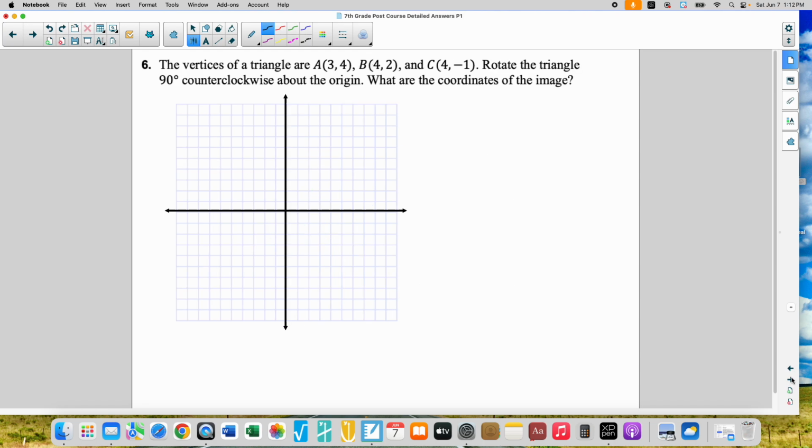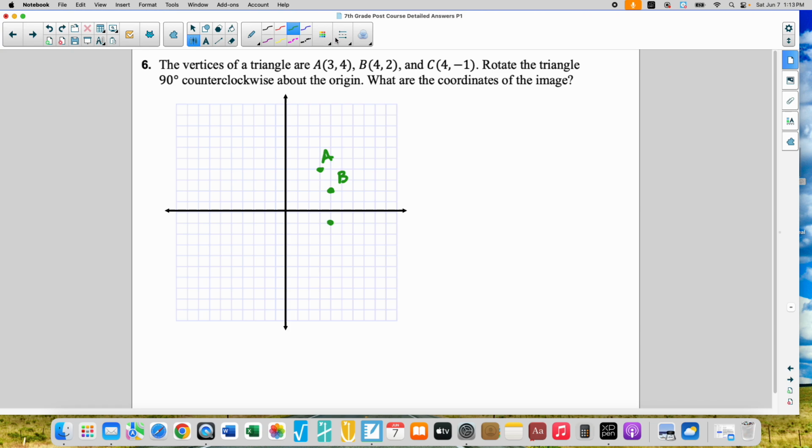The vertices of a triangle are 3, 4. Let's get our colors. 1, 2, 3, 1, 2, 3, 4. That is going to be A. B is 4, 2. 1, 2, 3, 4, 2. That's B. And C is 4, 1, 2, 3, 4, -1. The vertices of a triangle. That is an ugly triangle. 3, 4. That's right. 4, 2, 4, -1.